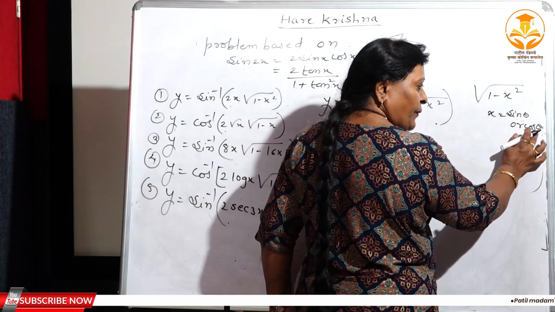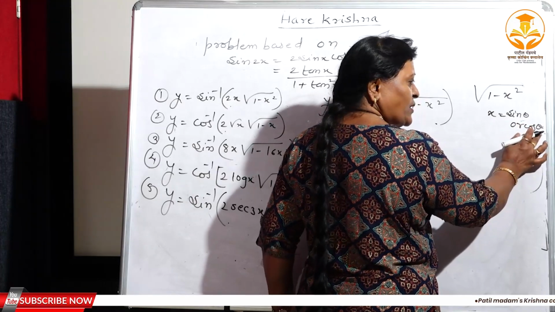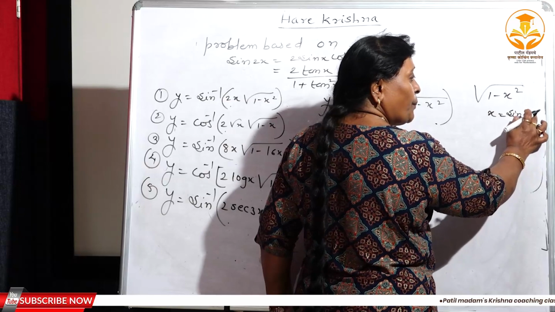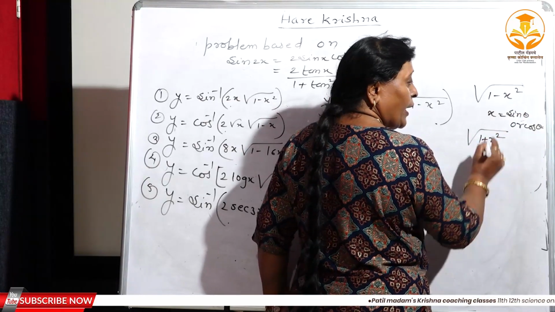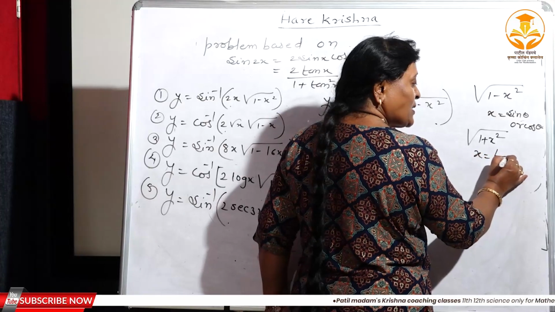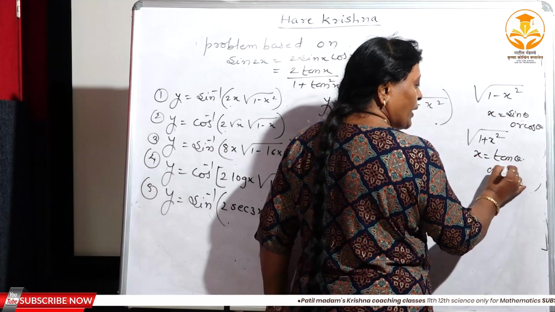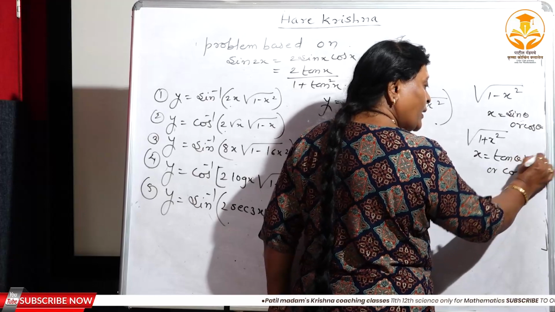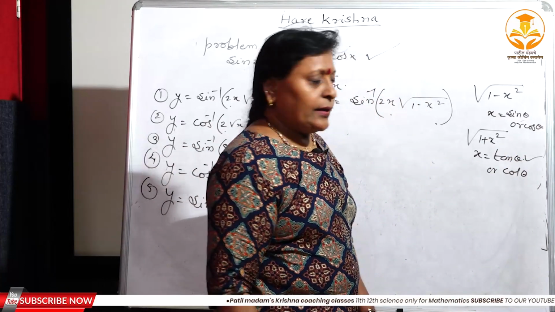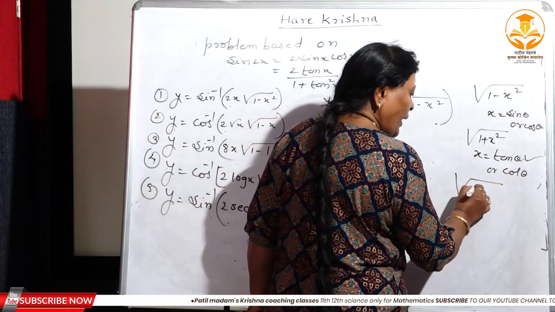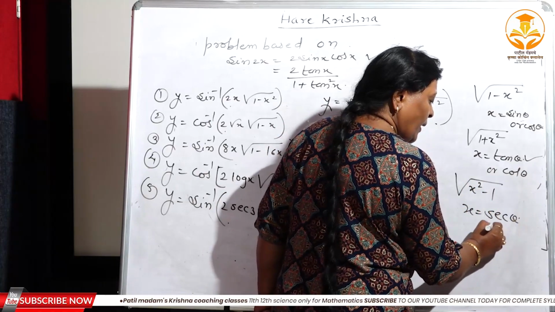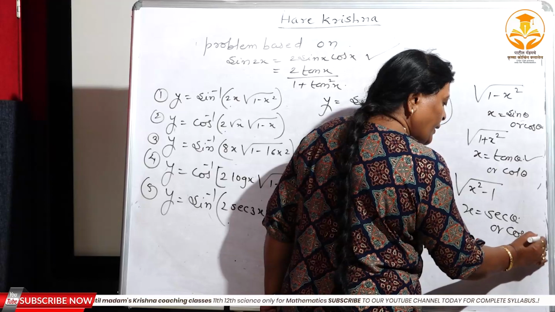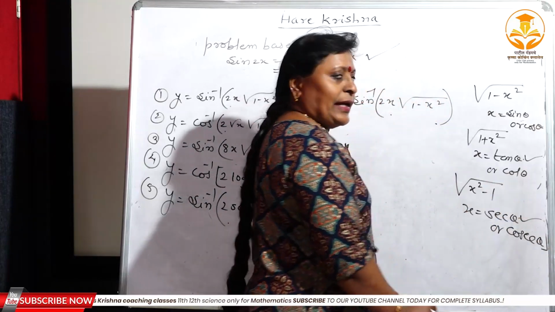No need to give the preference to cos theta, though you can substitute cos theta, but give the preference to sin theta. If root of 1 plus x square, then you always substitute x is equal to tan theta, or you can substitute cot theta, again give the preference to tan theta. If again root of x square minus 1, then you have to substitute x is equal to sec theta or cosec theta, again give the preference to sec theta.